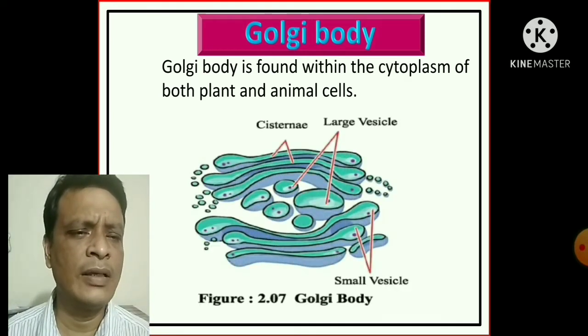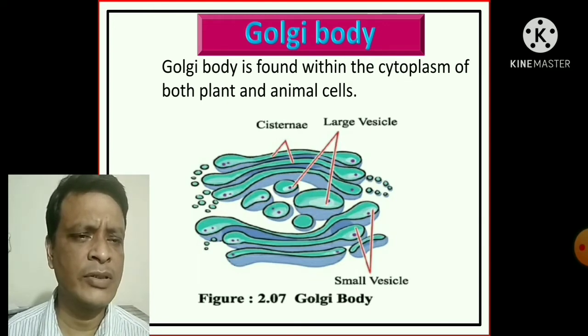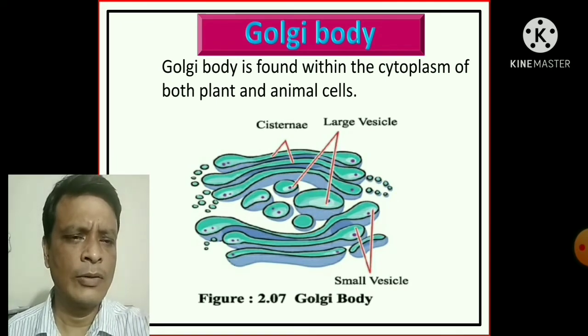If you look at the figure here, this is the figure of the Golgi body. You see here the large vesicles. These are the vesicles and the cisternae.